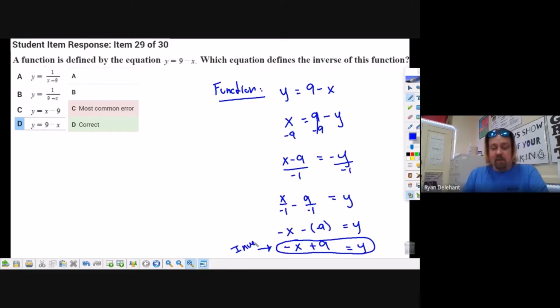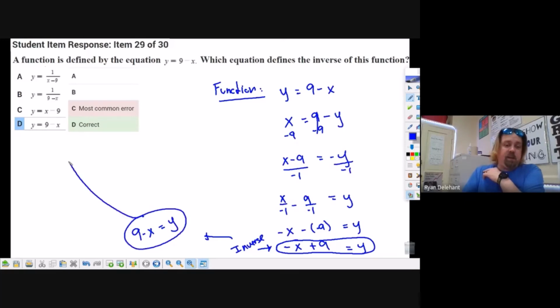Now, if we look at the answers we're given, that one doesn't match up exactly to any, but the correct answer here was D, because they're taking this negative and they're writing it after the positive number, because this is equivalent to saying 9 minus x is equal to y, because it doesn't matter which order I add and subtract things in. So that's where we get the correct answer.